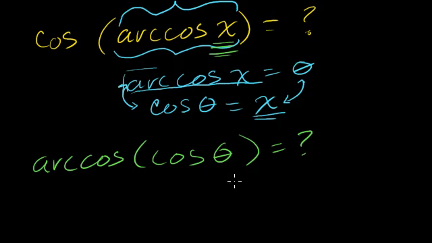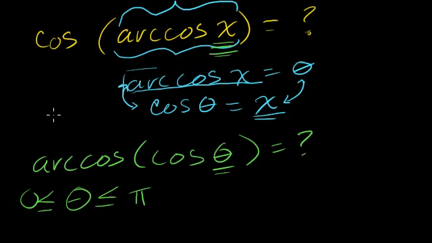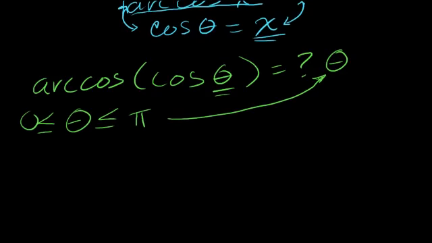My answer is it depends. It depends on the theta. So if theta is between 0 and pi, so it's in our valid range for the output of the arc cosine, then this will be equal to theta. But what if we take some theta out of that range? Let's try it out. Let me do one with theta in that range first.